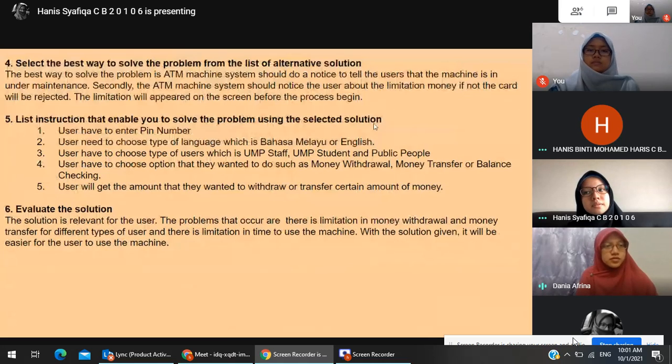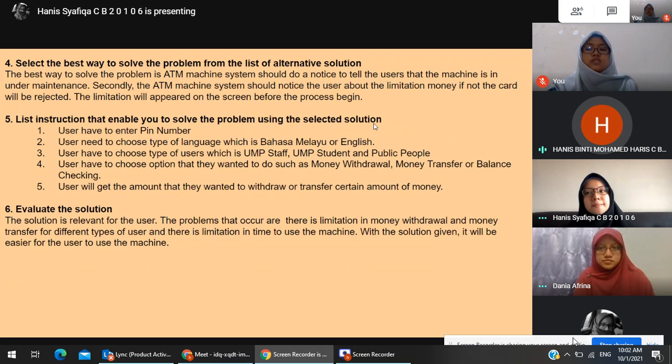Okay, fourth, from the alternative ways, we select the best way to solve the problem. We should put up a notice to tell the users that the machine is under maintenance. And the second one, the ATM machine system should notify the user about the limit on the screen before the process begins.